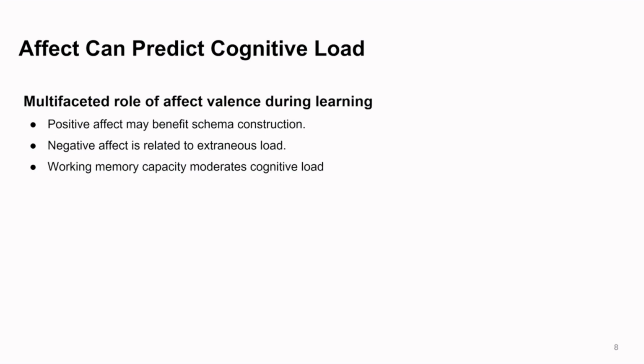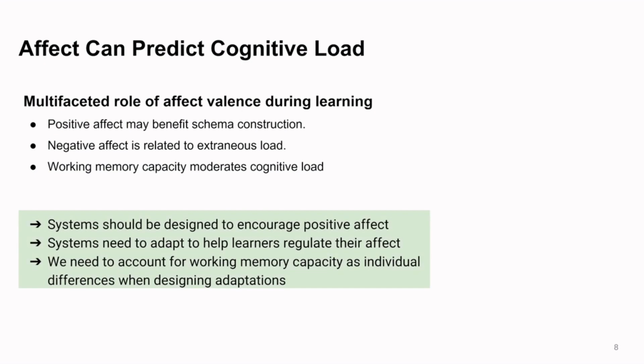Based on this connection between affect and cognitive load, we suggest that learning systems should be designed to encourage positive affect, and adaptation is needed to help learners regulate their affect to enhance their learning experience. Working memory capacity will need to be considered as an individual difference when designing this adaptation.